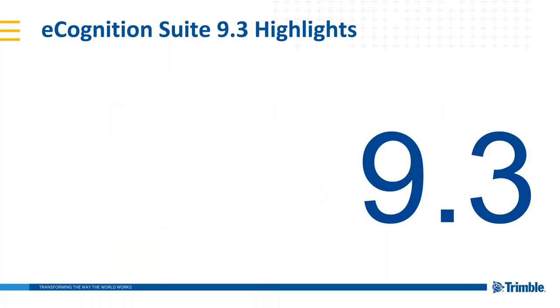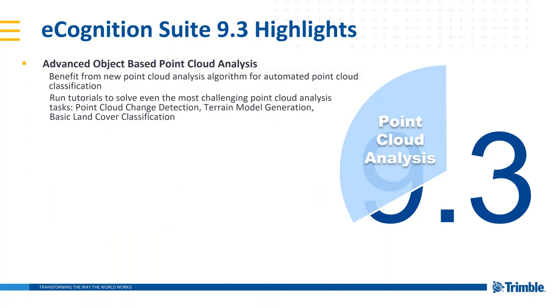In addition, going into a little more detail about the highlights in 9.3. First of all, what we call advanced object-based point cloud analytics, again referring to the integration of point clouds into the analysis process. We've added several algorithms for automated point cloud classification, for instance, and in the handling of point clouds within eCognition. We are currently in the process of releasing several tutorials on the use of these algorithms in terms of point cloud-based change detection, terrain model generation, and basic land cover classification from point clouds.